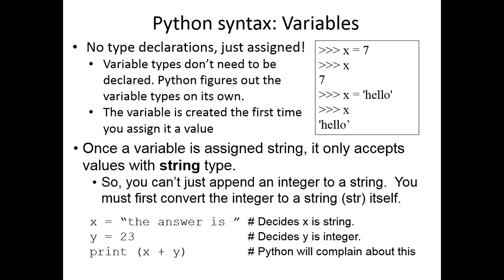Like in the given example, x is a string, y is an integer. If I want to write x plus y, it means if there is a string, concatenate x with y. But concatenating a string with an integer is not possible, or adding a string with an integer is not possible. As a result, Python will complain.